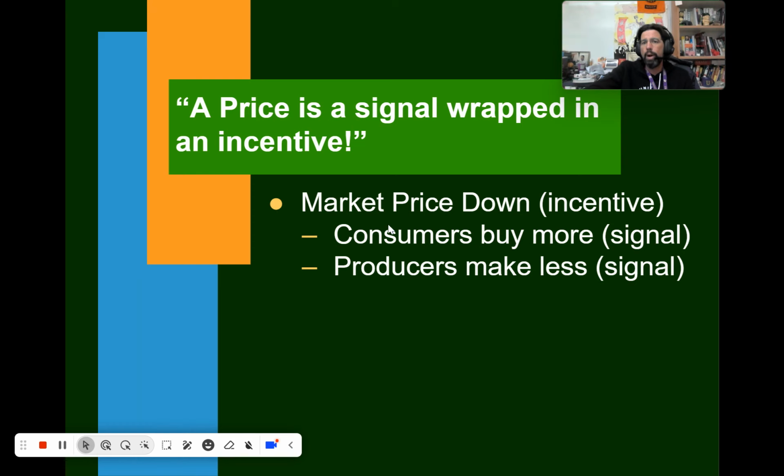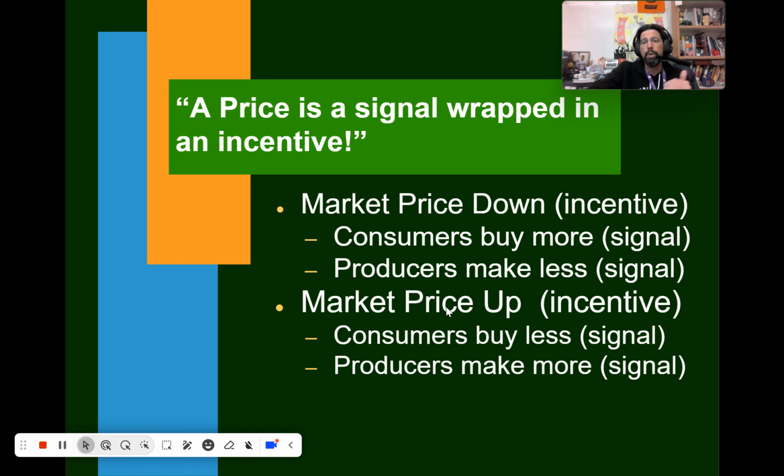So, what do prices incentivize? Well, if the price of something goes down, it's a signal to consumers to buy more of that item because it's cheaper. If prices of something go up or down, for producers it's a different signal, because the producer's not going to make as much money if the price is dropping. So the producers actually make less, because that's what a lower price is signaling.